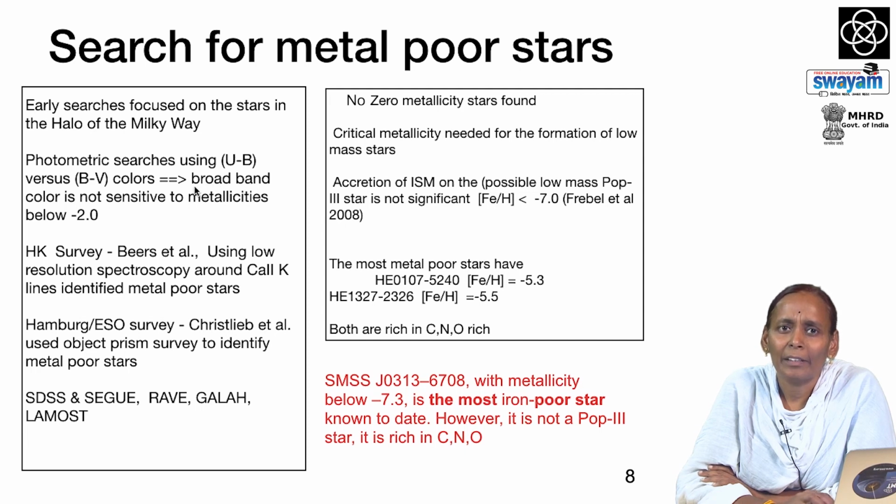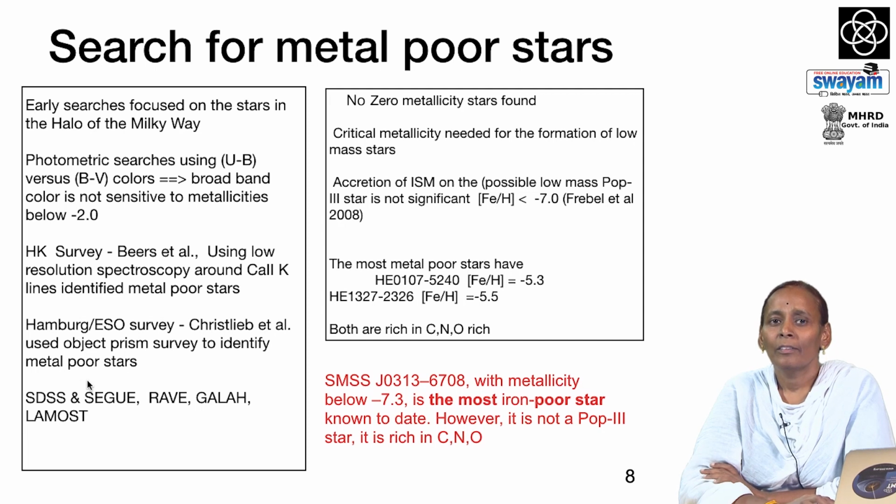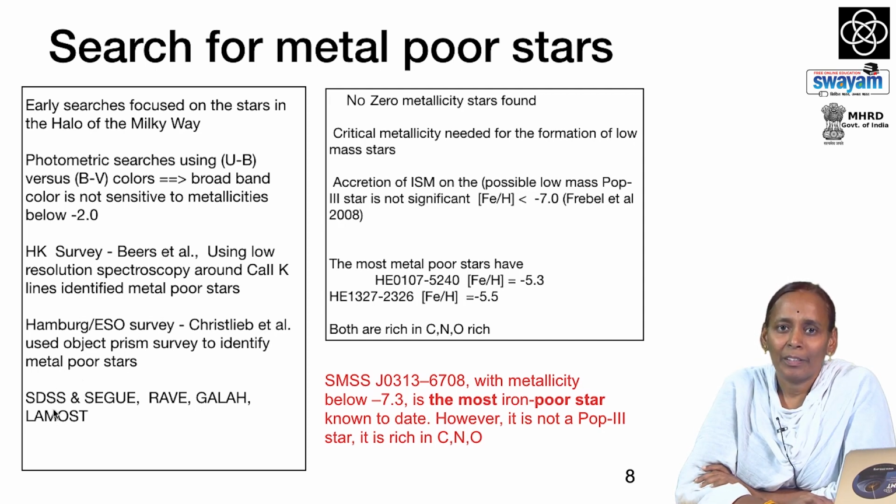However, the broadband colors are not very sensitive to metallicities below -2, and the first pioneering survey was the HK survey by Beers et al. This uses low resolution spectroscopy around the calcium K line, which is the very strong broad metallic line seen in the optical wavelengths for G2 K-type stars. The later surveys were the Hamburg ESO survey by Christlieb, which uses the objective prism to identify metal poor stars.